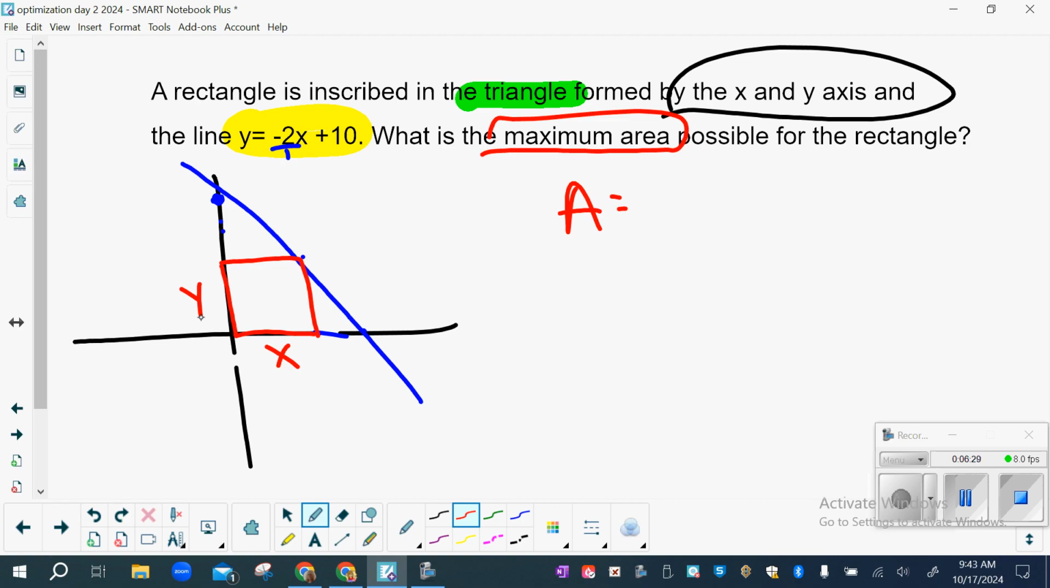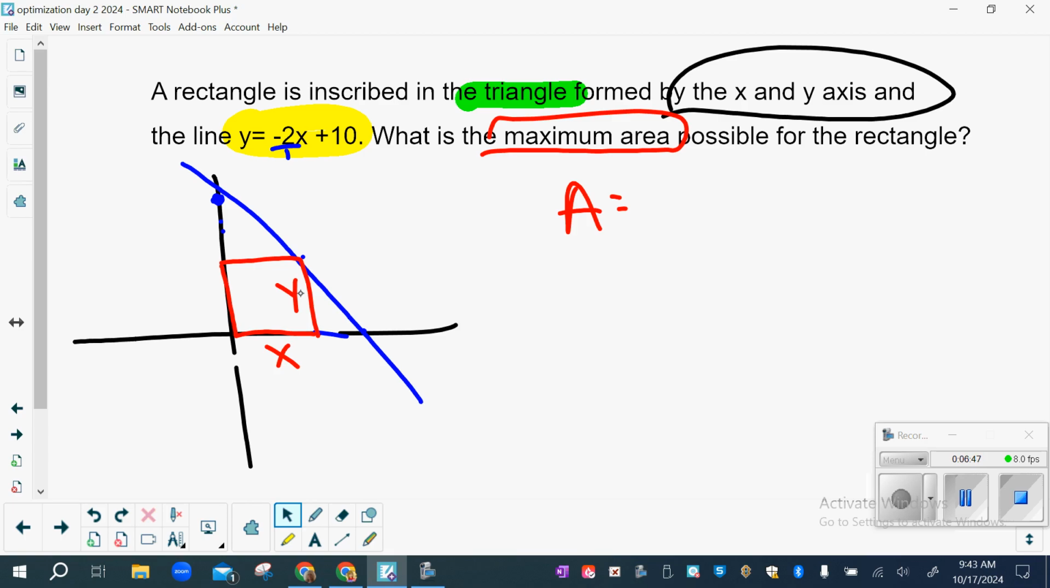Now, here's the magic. Do you guys agree that this Y and this Y are the same? Is that the same side? Yeah, it's a rectangle. Okay, here's where this gets good. And you're like, Miss T, you didn't give us perimeter. You didn't give us any of that stuff.